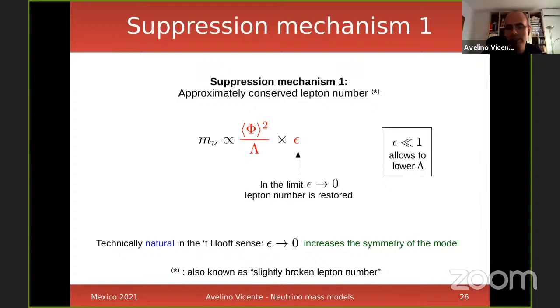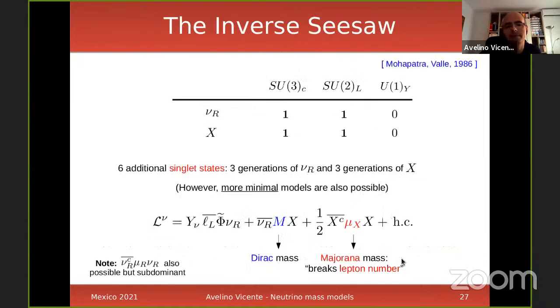That's why, and this is something that was argued by 't Hooft long ago in the 80s, these models are okay. You can introduce a small parameter and you don't have to be afraid about corrections which are much larger than the parameter itself. Also, in the literature, more recently, several papers have used a different name for this type of model: slightly broken lepton number, because this small parameter breaks lepton number, and since it's a very small parameter, lepton number is broken, but only slightly. Okay, this is the idea.